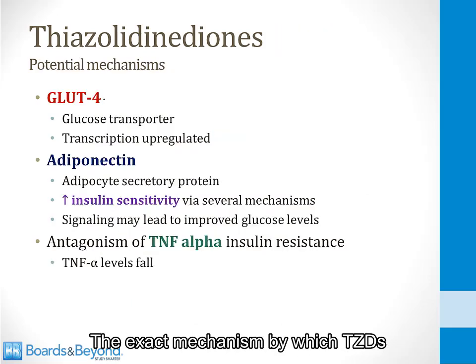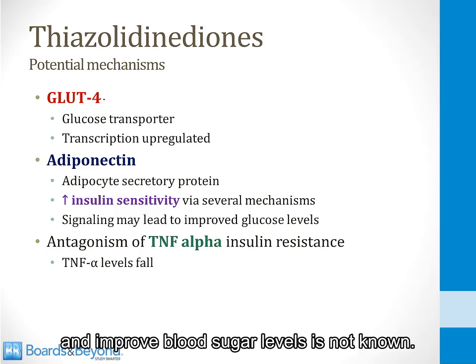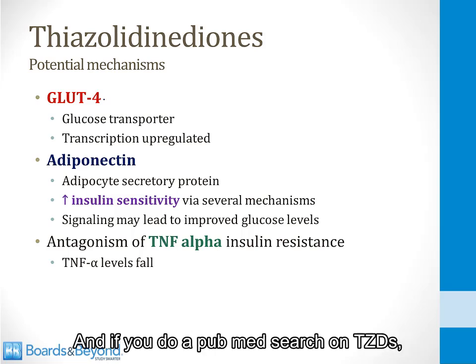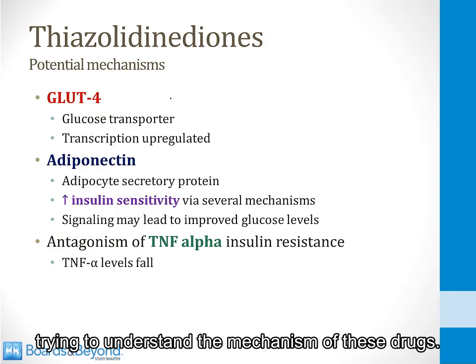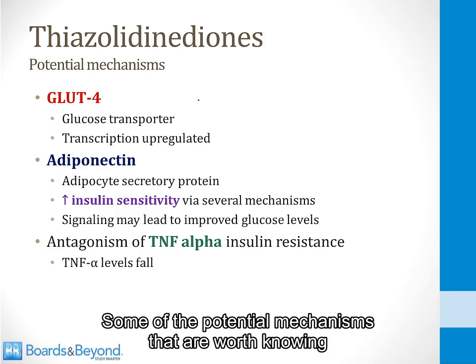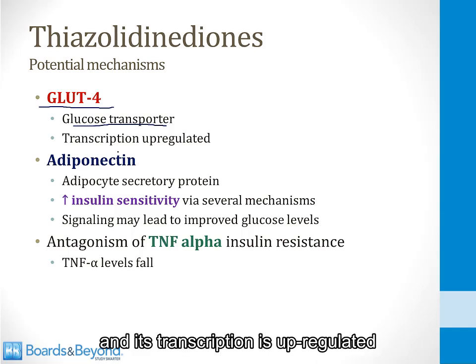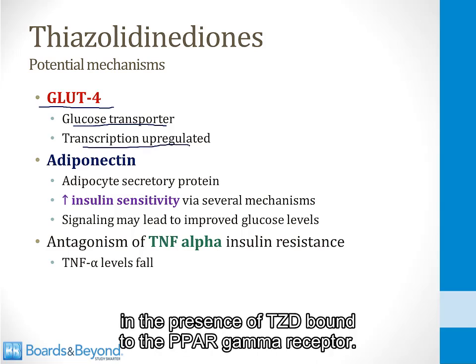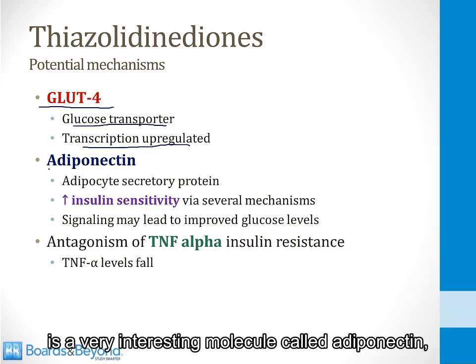The exact mechanism by which TZDs bind to the PPAR gamma receptor and improve blood sugar levels is not known, and if you do a PubMed search on TZDs, you will find lots of basic science papers trying to understand the mechanism of these drugs. Some of the potential mechanisms that are worth knowing include the GLUT4 receptor. This is a glucose transporter, and its transcription is upregulated in the presence of TZDs bound to the PPAR gamma receptor. Another potential mechanism is a very interesting molecule called adiponectin.